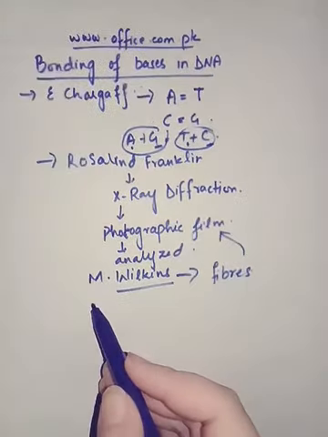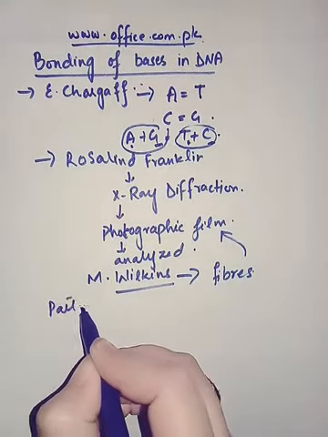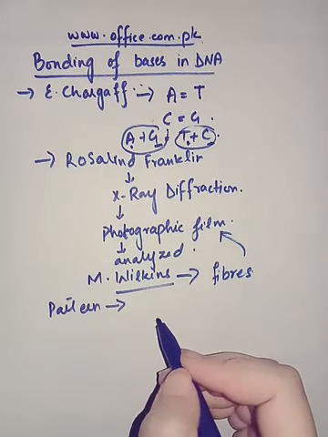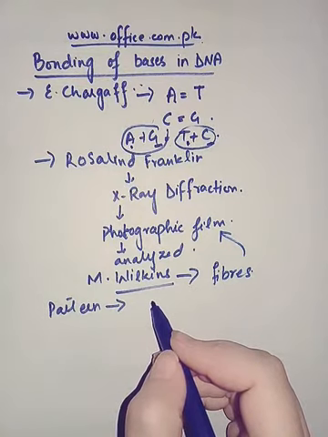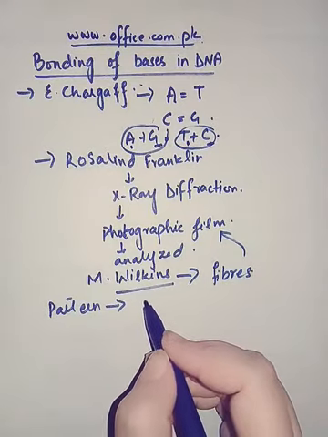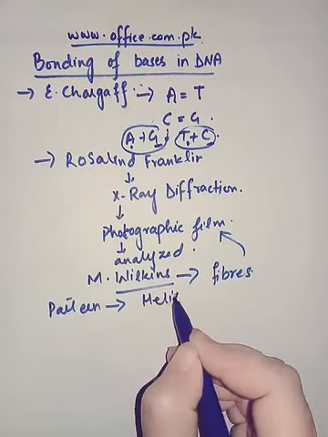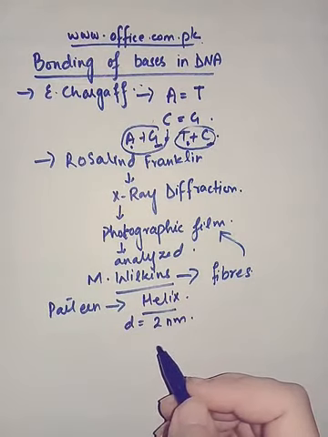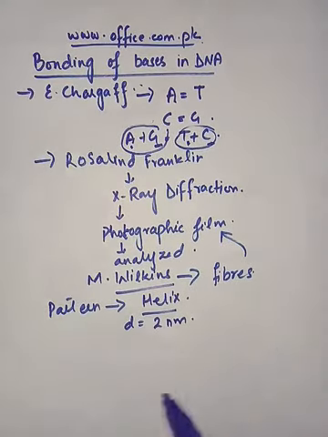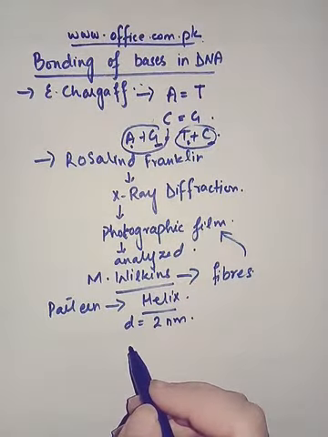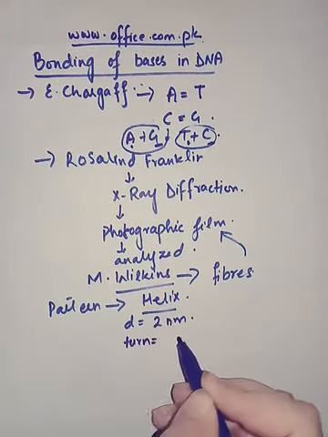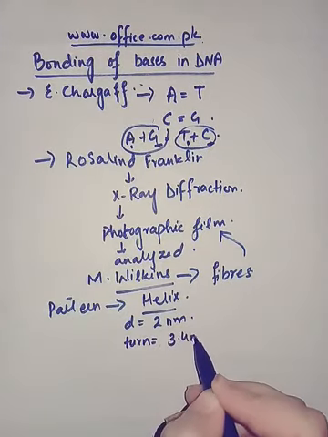So the diffraction pattern that was obtained suggested that the DNA molecule has the shape of a helix, like a ladder with a diameter of 2 nanometer. Means the DNA molecule exists as a helix. Its diameter is 2 nanometer, and at each turn of the helix, the thickness of that turn is 3.4 nanometer.